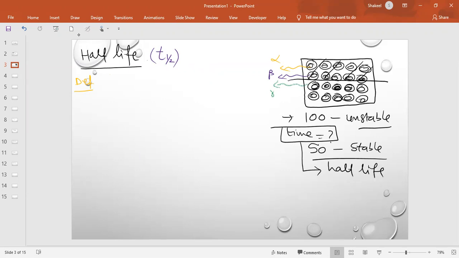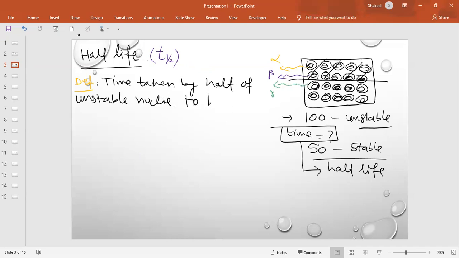So we can write the definition as: time taken by half of unstable nuclei to become stable by emission of radiation is known as half-life time.